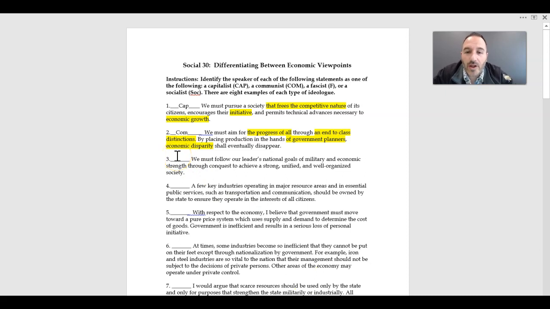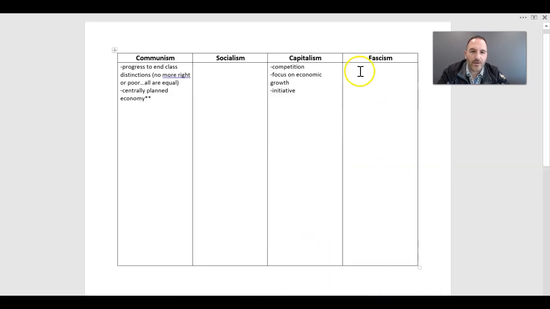All right, let's go back to number three. Number three says, we must follow our leaders' national goals of military and economic strength through conquest to achieve a strong, unified, and well-organized nation. Okay, so follow our leader. That's important. National goals of military and economic strength. That's important. And from this, guys, we get the idea of fascism. Okay, so I'm going to go to our little chart. We're going to go to the far right now.